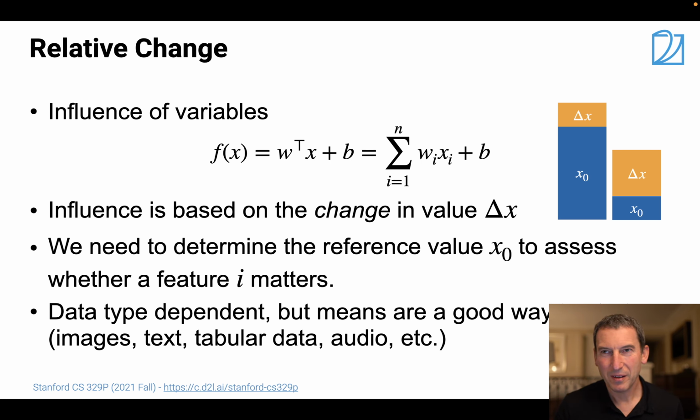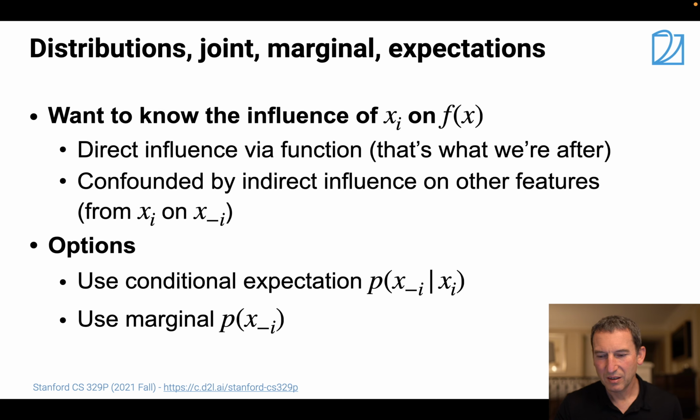So in short, the data type matters, but in general, what you really care about is to have that reference X naught, such that we can then find out whether X amounts to a small change or a large change. Because it's clear, even though in total X is smaller here than there, the change is larger. Okay. So that gets us to the question, how should we measure the influence of Xi?